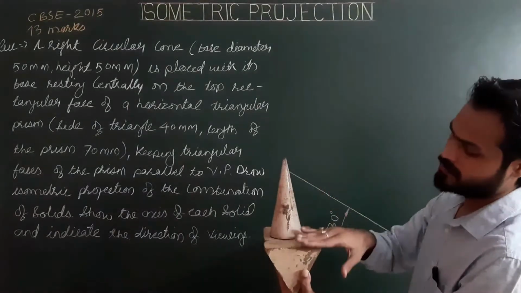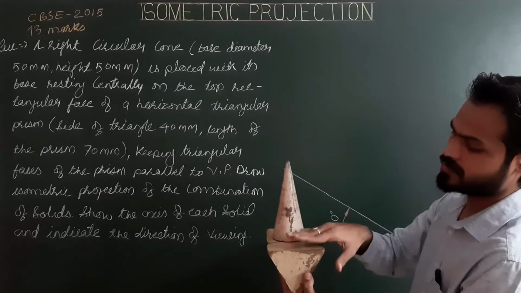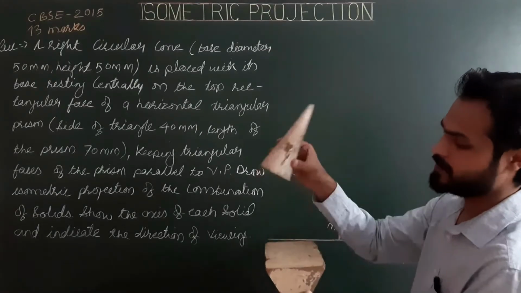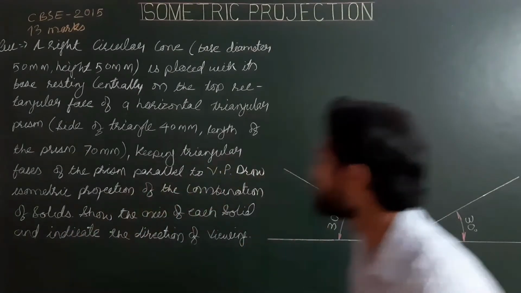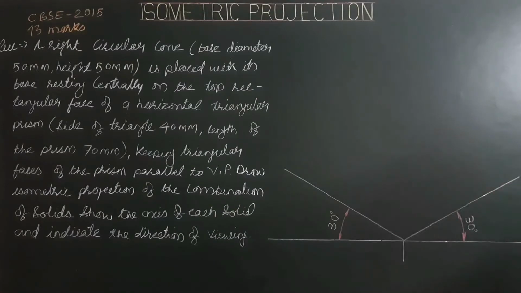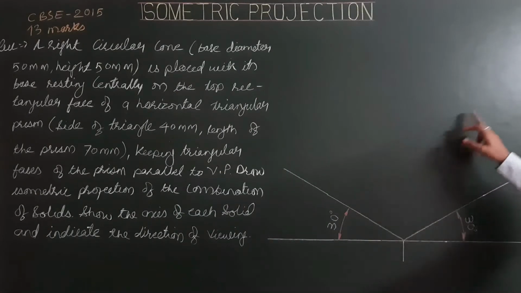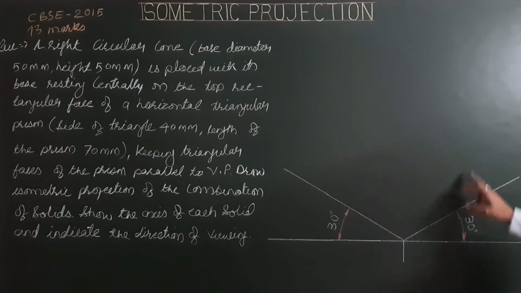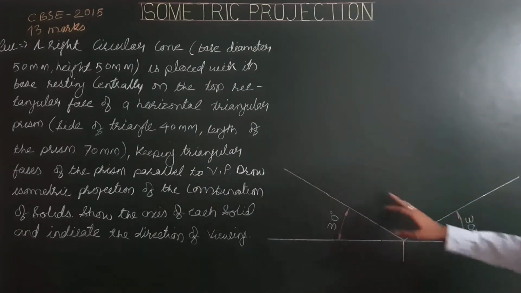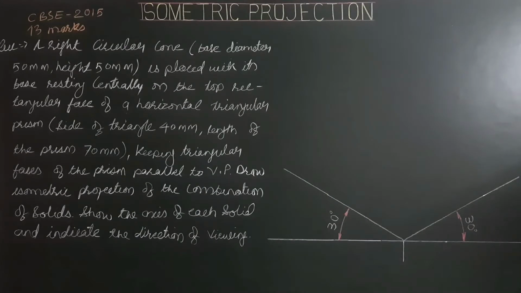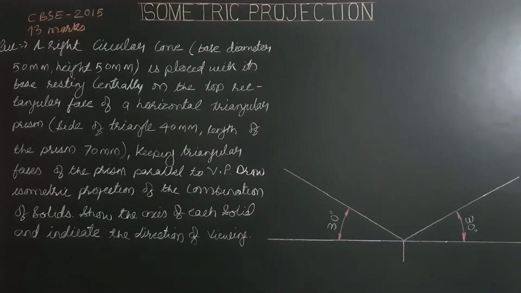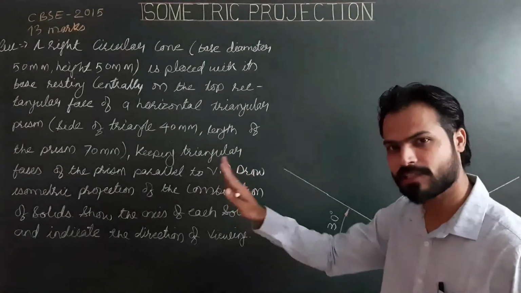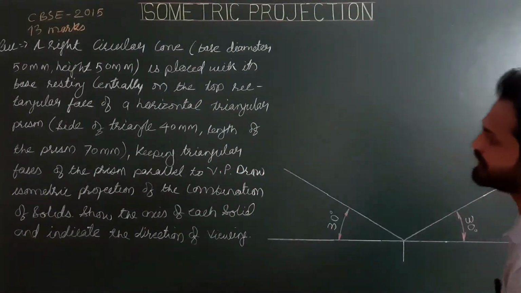In construction, we will start from the first solid. We will project this prism, and then we will place this cone on the upper rectangular face. So we will start from the vertical plane. We will project the vertical triangular faces here. Then we will complete the projection of the triangular prism, and then we will project the circular base.